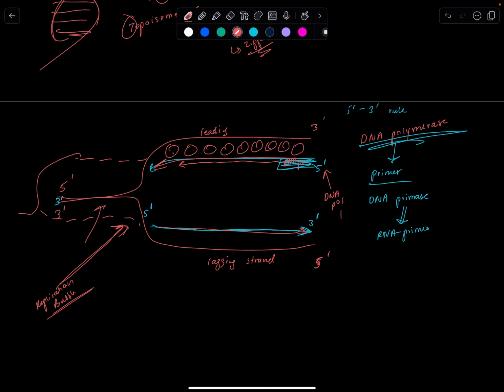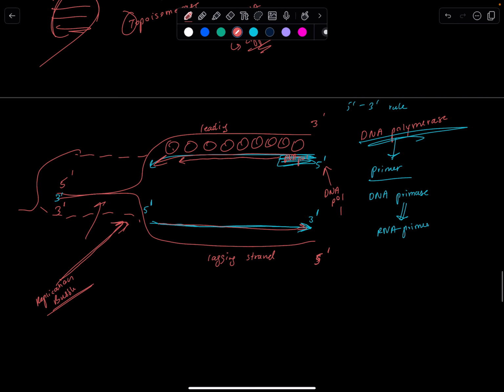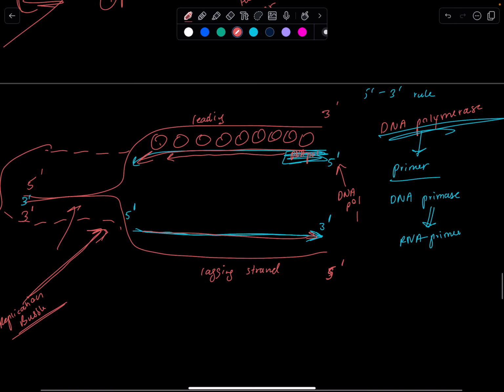So we have our replication bubble, and we're going to continue going like this. But do you see where there could possibly be an issue? Leading strand, fine. It's going from the 5' to 3' direction. DNA polymerase is going to keep adding those bases, and DNA helicase is going to continue opening up, and then we're just going to continue adding our bases.